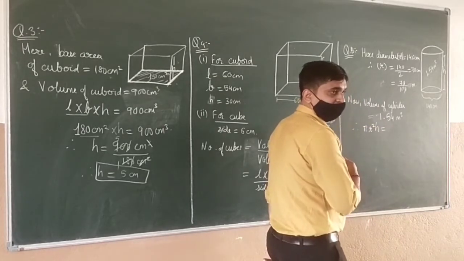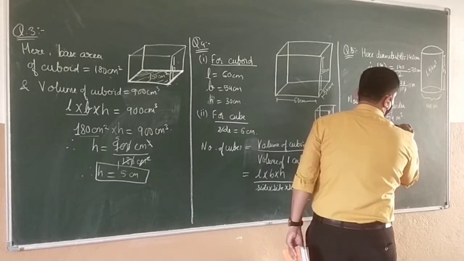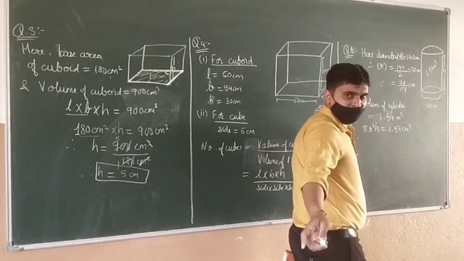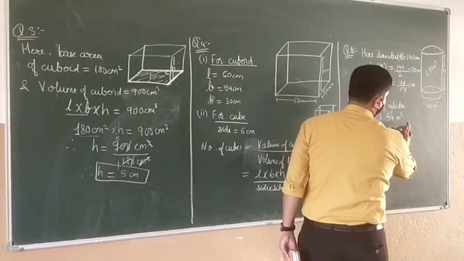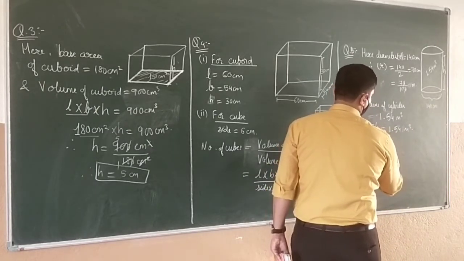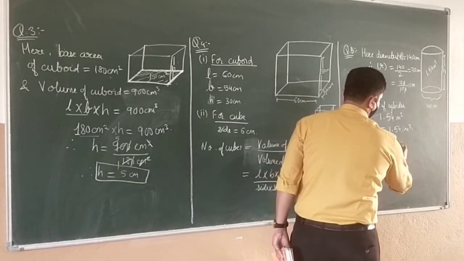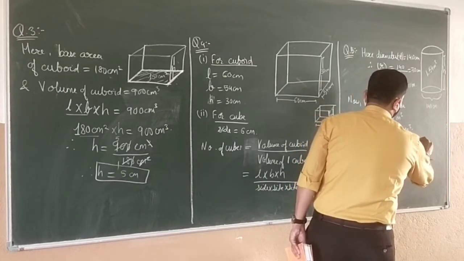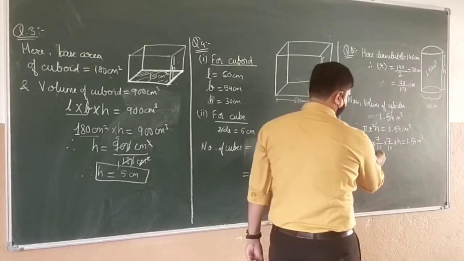Instead of volume of cylinder, can I write this formula? Yes. 1.54 meter cube. The value of pi, have they given us? No. So we will take 22 by 7. Radius is equal to 7 by 10. Since it is square, I will take 2 times, 7 by 10 into height is equal to 1.54 meter cube. Understood?